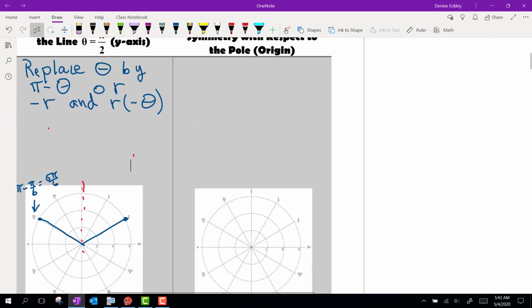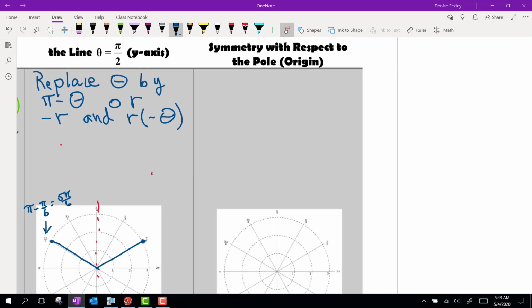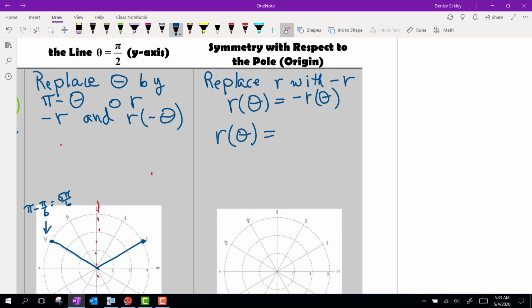Our final type of symmetry is symmetry with respect to the pole, which we also know as the origin. We have two ideas here. We can replace r with negative r, so we're looking for r of theta equals negative r of theta, or we're looking for r of theta to equal r of pi plus theta. This is like odd symmetry in rectangular coordinates.